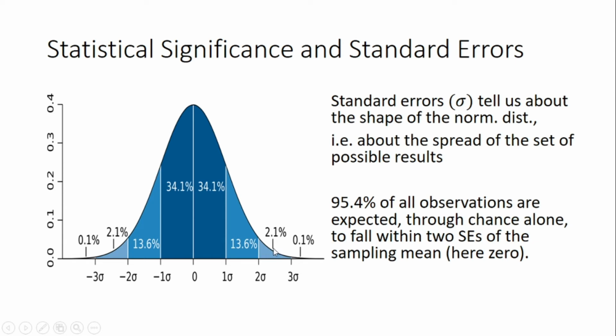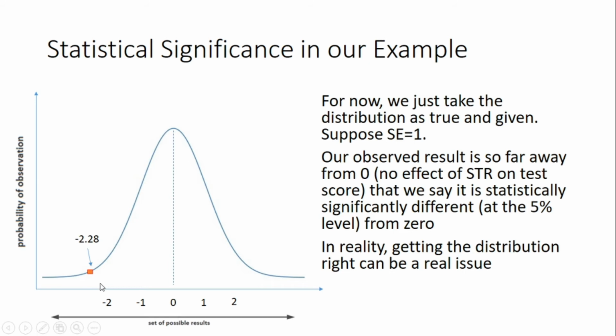If our value is down out here, then there's less than 4.6% chance we'll find it if the null hypothesis is true. So given that setup, if we find an estimate down here, then it's likely that the null hypothesis is false and we can reject it. We can never know for sure, but it just becomes more and more likely the further we get away, the greater the number of standard errors we are away from the mean of the distribution, which in our case here is 0. So coming back to our example, let's suppose that we know somehow that the distribution has a standard error of 1. That makes the maths easy.